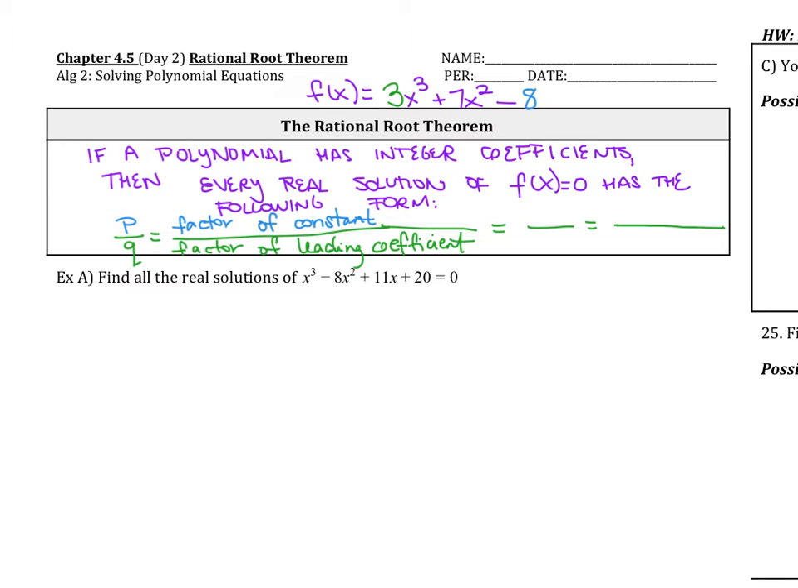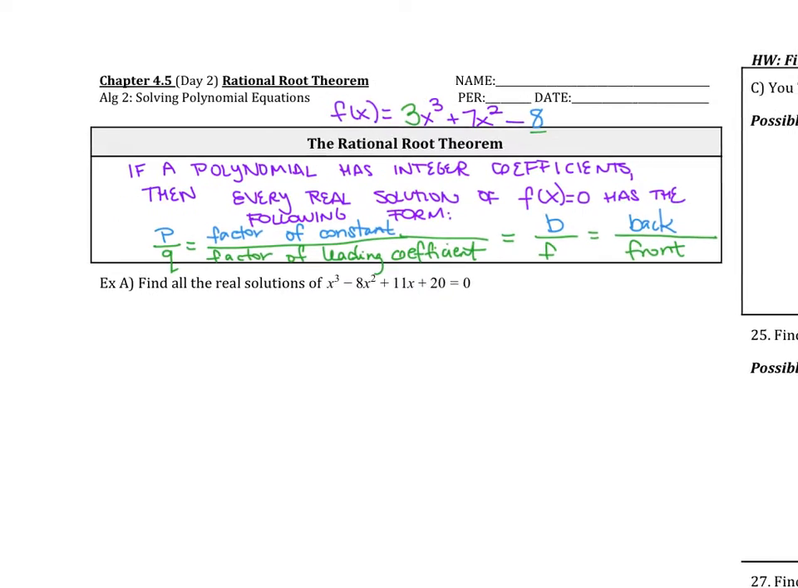But for me, I remember it better when I use B over F. B is the back, and then F is the front. Because I have a hard time with P and Q, and maybe you don't, but this is how I refer to it, B over F. So I can remember that as like best friend, B over F. So let's do an example of that.